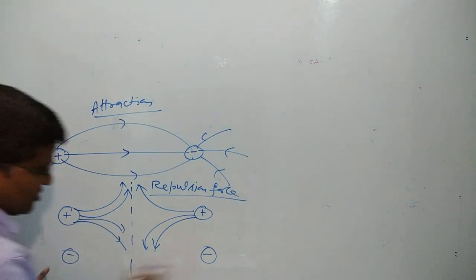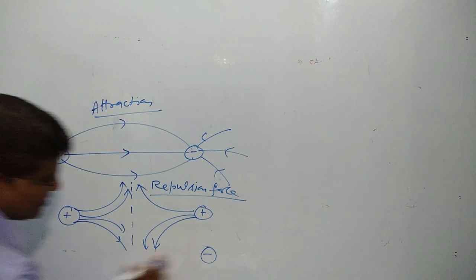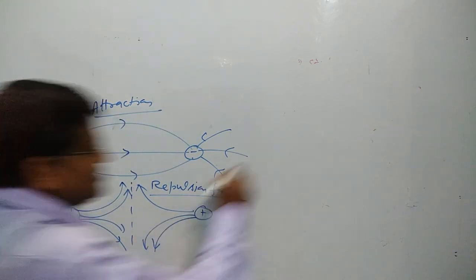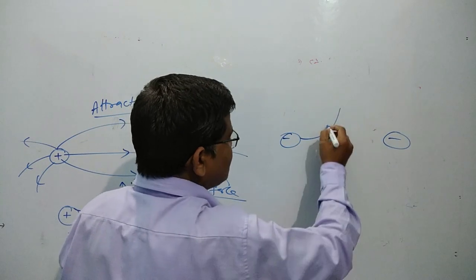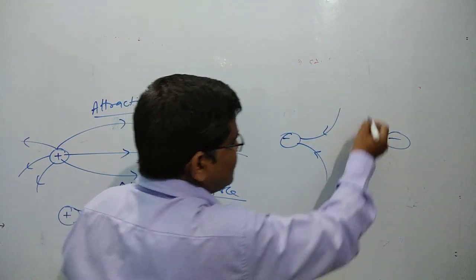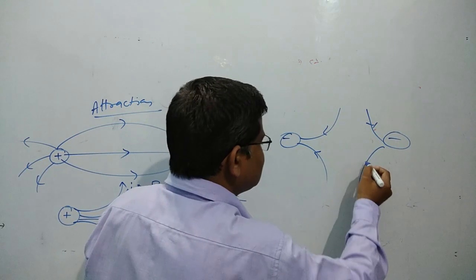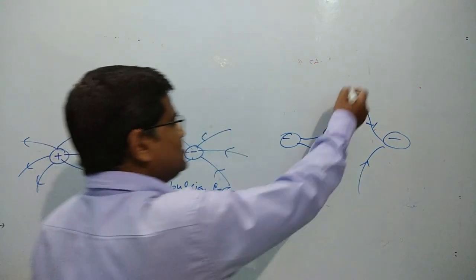And this is also repulsion, minus minus charge. Then you may draw a minus charge and a minus charge, which also repel each other. Similarly, this direction is just reversed. Okay, this is the line.